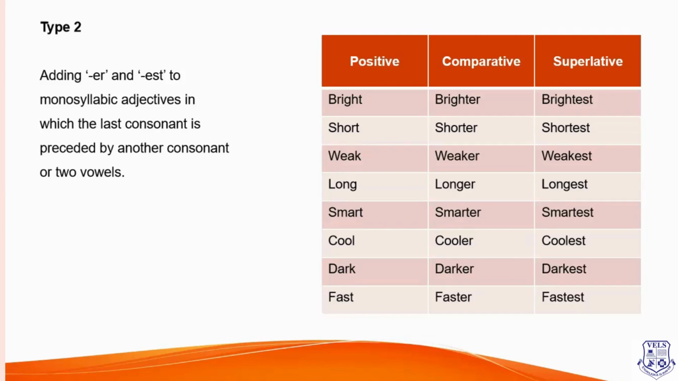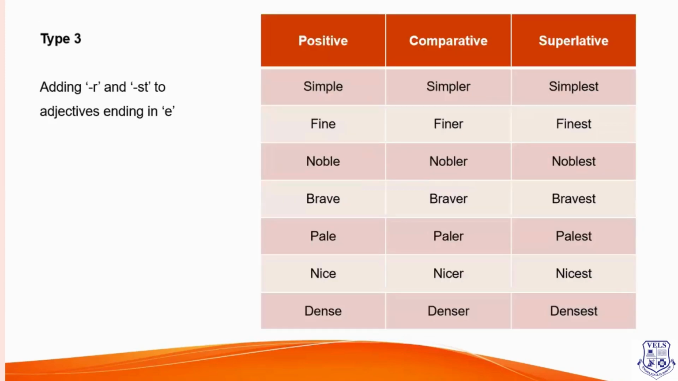Similarly, long changes into longer and longest. Smart changes into smarter and smartest by just adding ER and EST. Cool changes into cooler and coolest by just adding ER and EST. Dark converts into darker and darkest by just adding ER and EST. Fast into faster and fastest. The third type is very simple. We just add R and ST to the adjectives if they end in E.